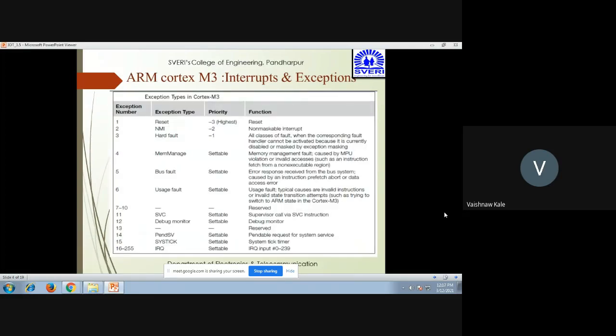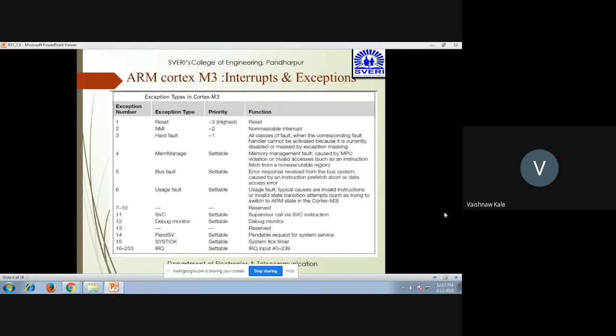Now you can see the exception type, the exception number, and the function. There is no zero exception number here; it starts from 1 and goes to 255. One is the reset, the second is the non-maskable interrupt, and the third one is a hard fault. This is a class of fault when the corresponding fault handler cannot be activated because it is currently disabled or masked by exception masking. The fourth one is the memory management fault. It is caused by an MPU violation, that is, a memory protection unit violation, or invalid accesses such as instruction fetch from a non-executable region. Then the fifth one is a bus fault.